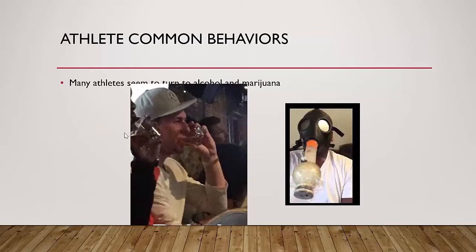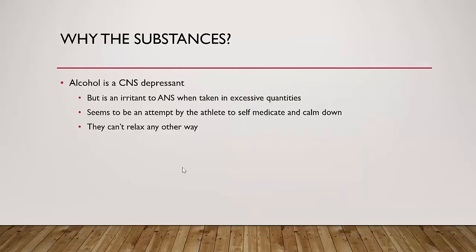Now, what are some common behaviors as a result of this? Well, athletes and coaches tend to turn to alcohol and marijuana. Why? Well, these are central nervous system depressants. So this allows them to feel more calm, to allow things to slow down, to stop the mind racing. Is this necessarily the best thing to do? No, but it's something that people turn to because it has quick and instant results.